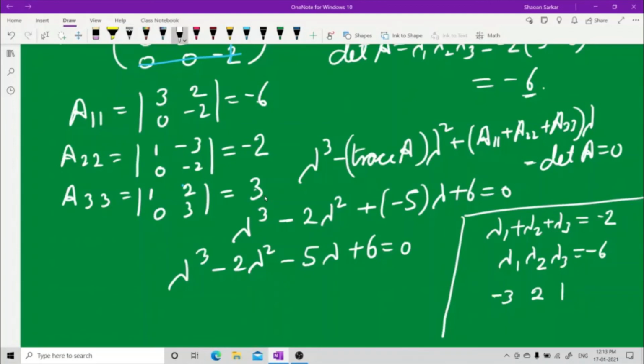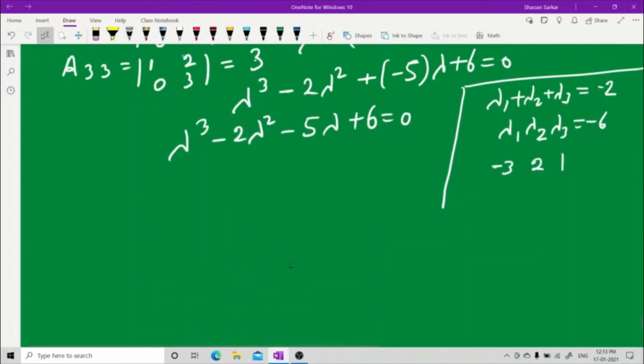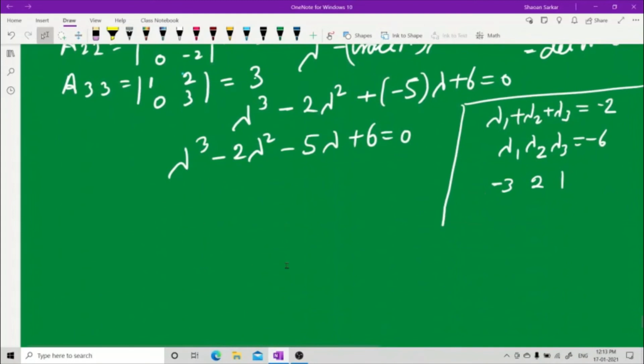You take 3 as positive, and 2. I think I got this as plus 2. Sorry, this I got as plus 2. Let me check the trace. The trace is plus 2. Sorry.